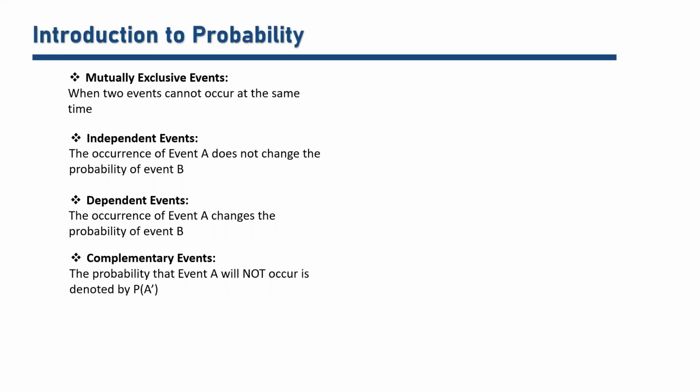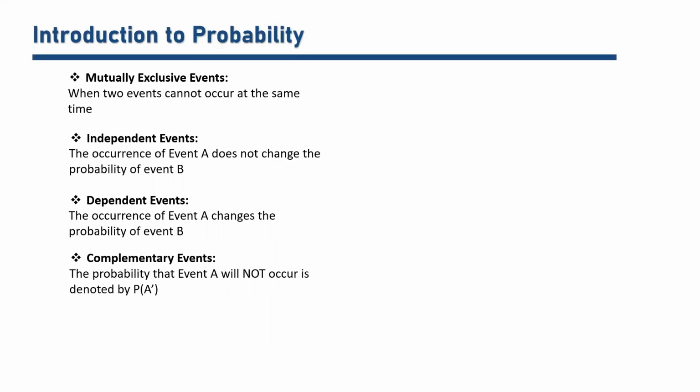Next is a dependent event, where one event is dependent on the other. Say, for example, if the revenue of a company falls, right, the stock market is going to crash for that particular company, right? Or we can say that the share price is dependent on revenue. Okay, so the occurrence of event A changes the probability of event B.